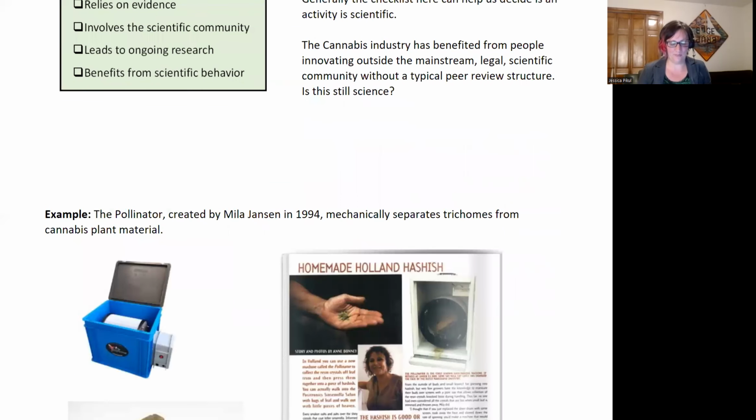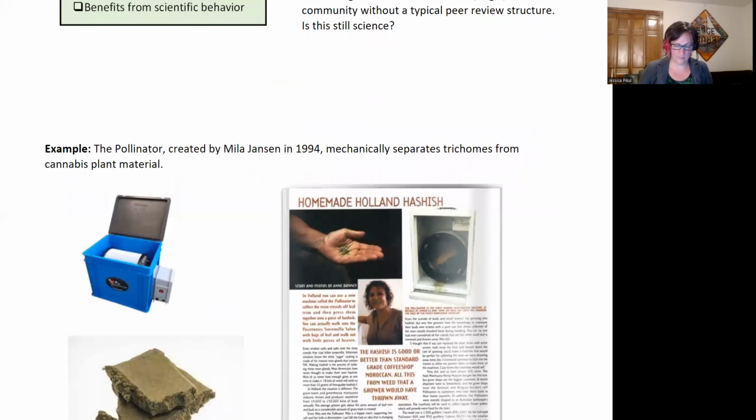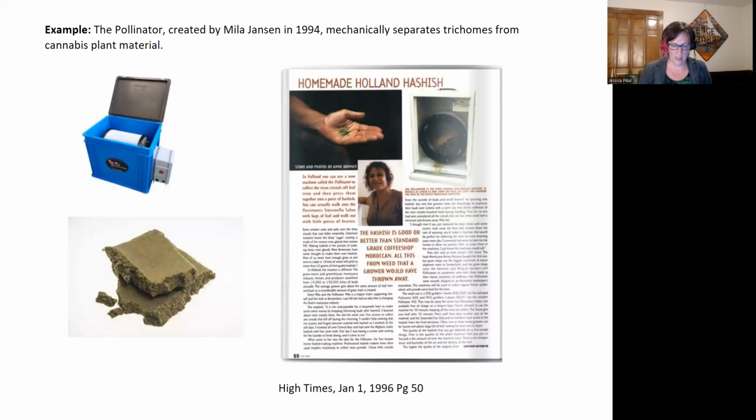So here's my example that I have for this. You could go through the checklist, but one example is the first invention to mechanically, rather than having an individual do it, separate trichomes from plant material, cannabis. This was Mila Jensen, and she just published a book called How I Became the Hash Queen, that I've read excerpts of only. But she invented the pollinator in 1994.